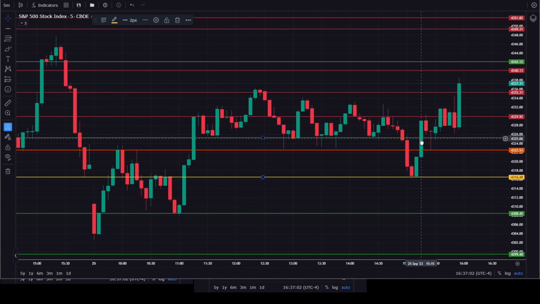It had this as an entry after it rejected, and we got the close. You could have taken that same trade that I took here, and you could have gotten that same price target that we got earlier.